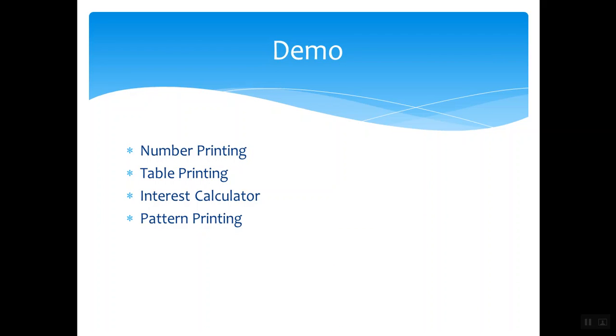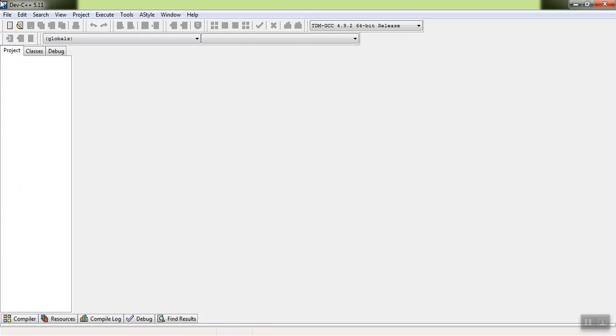So today we'll try to write a program related to number printing. We'll try to create a program for table printing, and an interest calculator also. We'll try to modify the case which we discussed in our last session. We'll try to optimize our interest calculator. We'll also try to print some specific patterns using loops in C. So let's go into Dev C++ and we'll start programming.